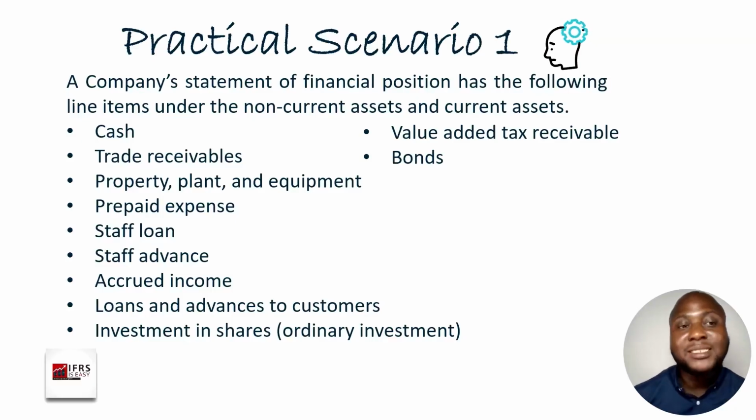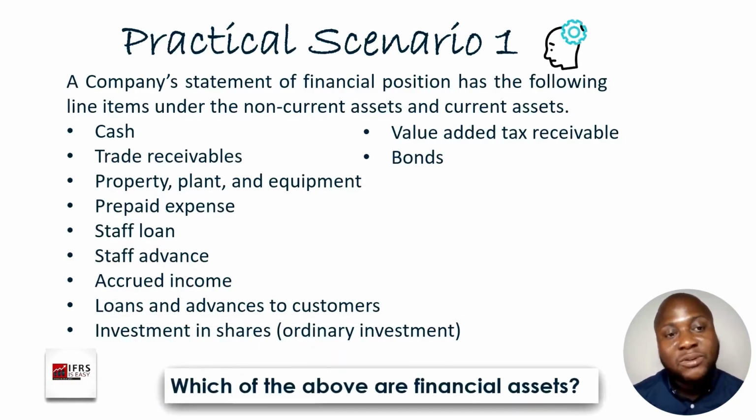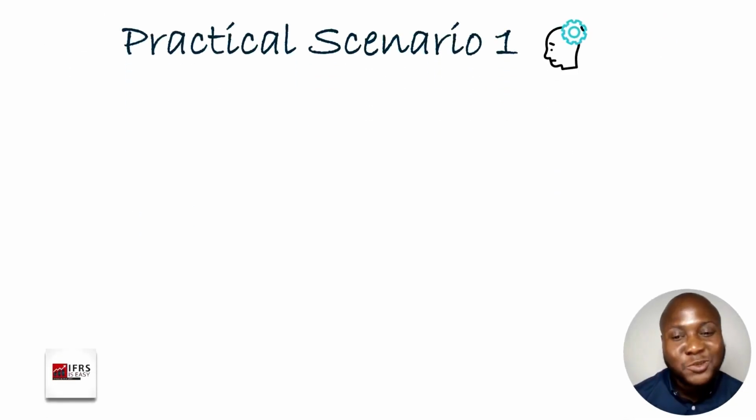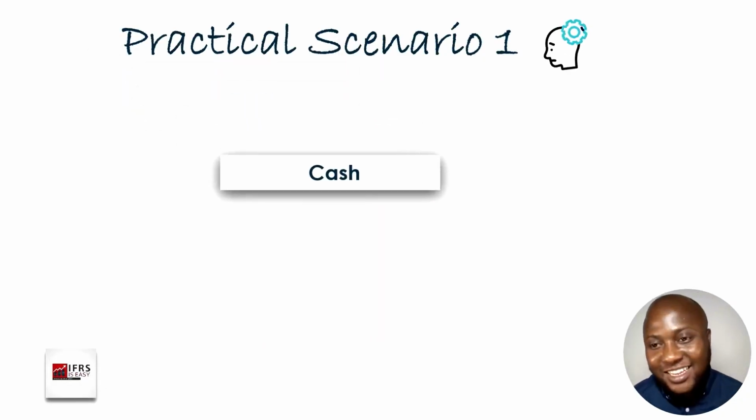We have a practical scenario here. It says a company's statement of financial position has the following line items under the non-current assets and current assets. What we want to do is determine whether any of these items are to be categorized as financial assets or not, based on the earlier definition that we had. So we're starting with cash. The question is, is cash a financial asset?